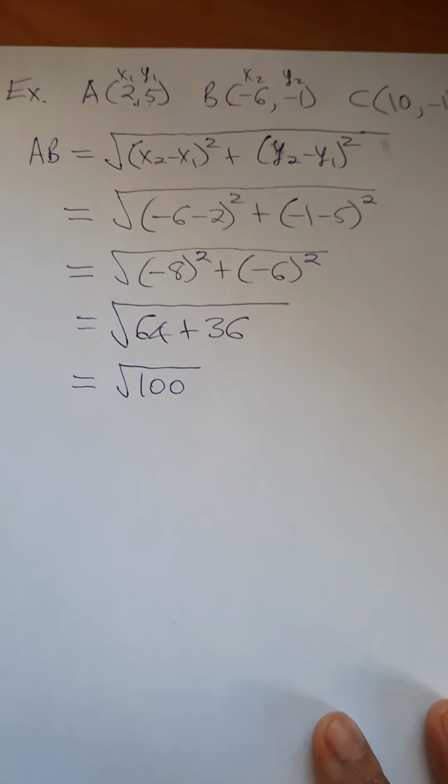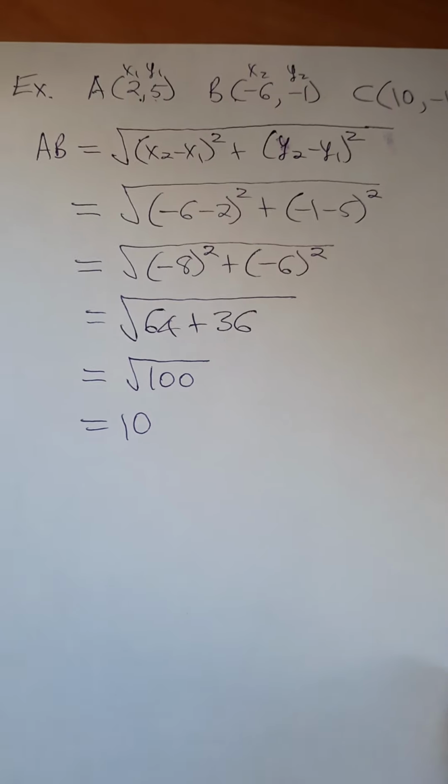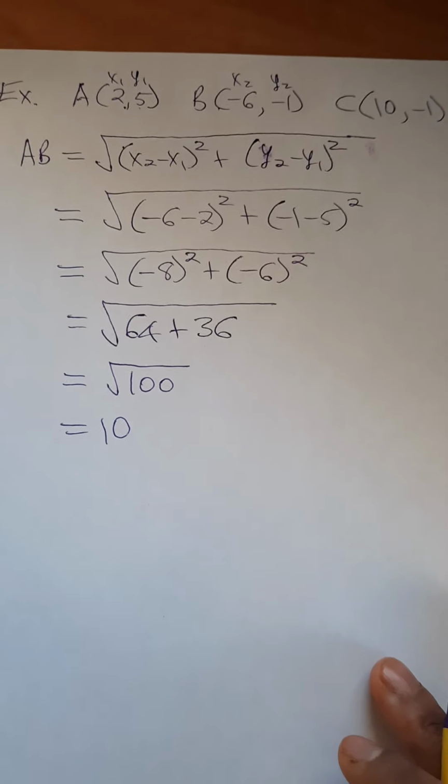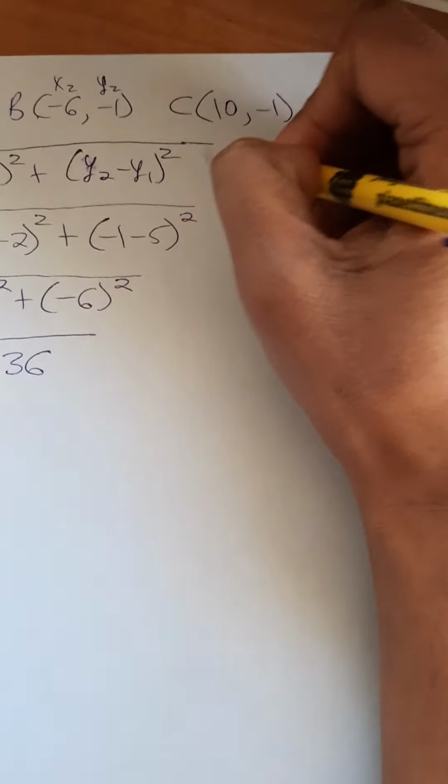You're going to add that together, which is 100. Square root of 100 is equal to 10. Okay. So that's side AB. And I think we have enough room here. So let's try BC.